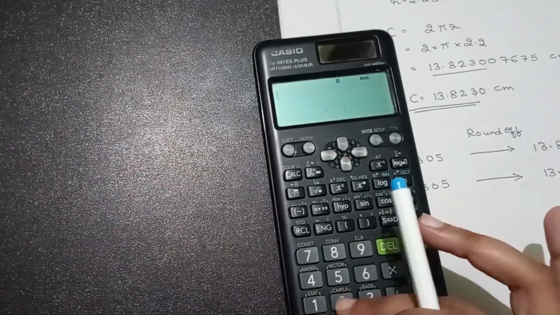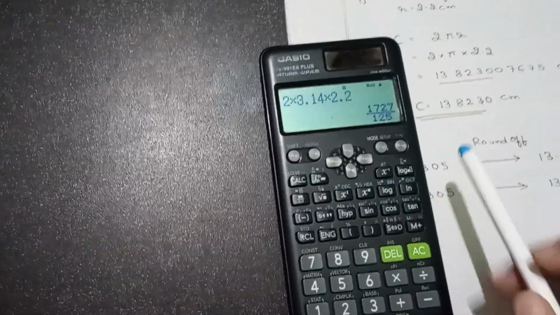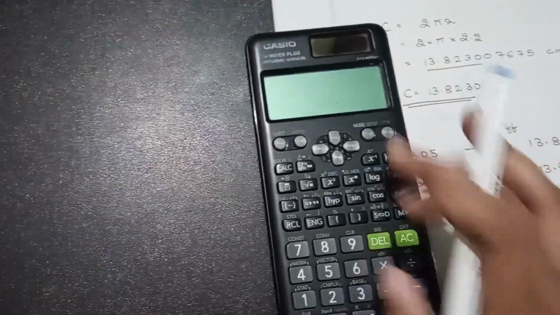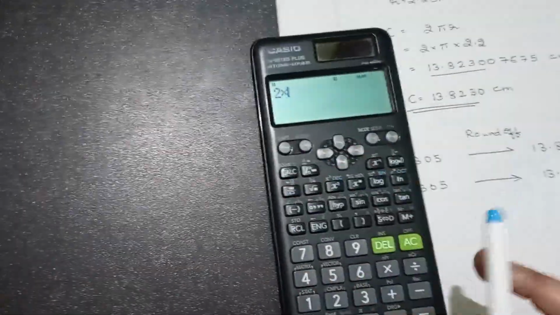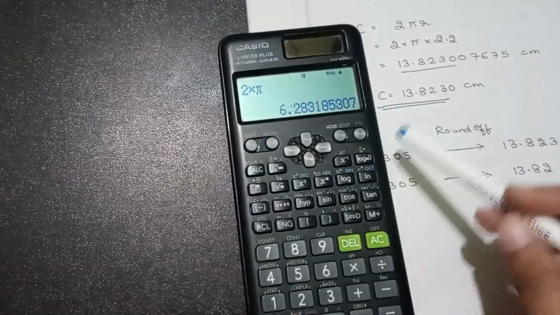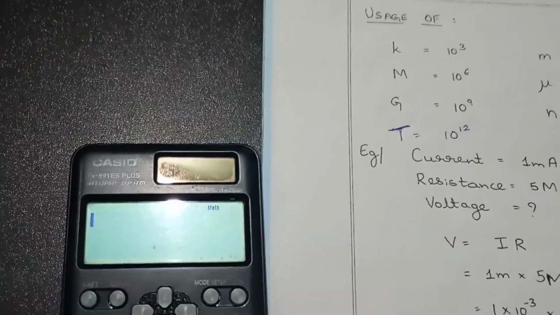So now if I do 2 into 3.14 into 2.2, it will not show me only up to 3 decimal places or so. Again, if I want to check, 2 into pi, it is giving me the maximum number of places. That is one more way of resetting this fix.